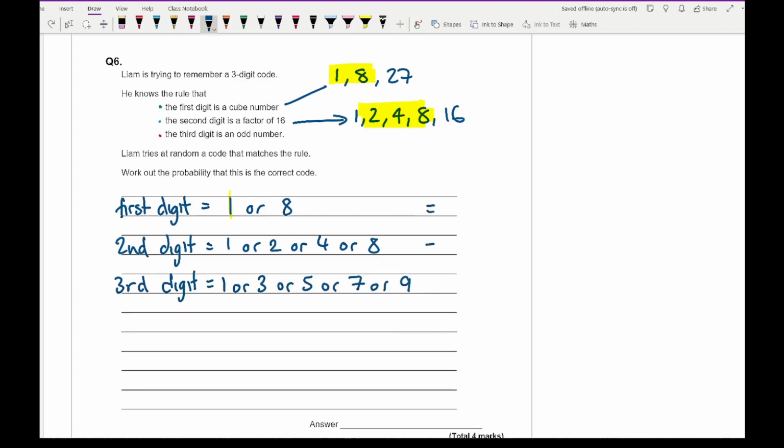Now looking at how many of each we've got in each of those categories, we've got 2, we've got 4, and we've got 5. If I multiply each of those numbers together, I get a total of 40 possible combinations. Now the probability of Liam picking the right one out of those 40 is going to be 1 out of 40. And that concludes the last question on this video.